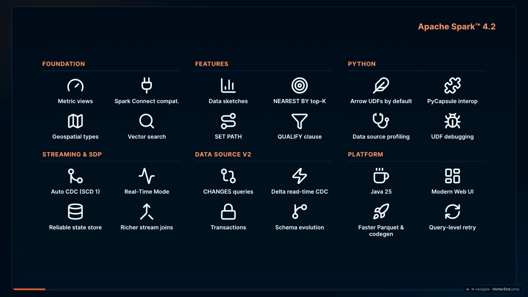So this is the whole release on one slide. 6 groups, about 24 features. We will not cover them all. Just see how much is here. Keep it as a map. Let's start.